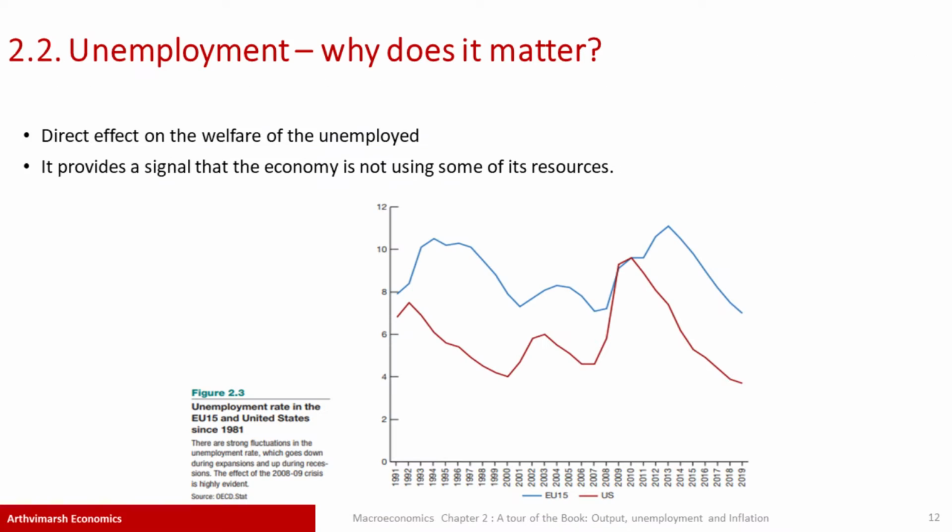The second key macroeconomic variable which we had talked about was the unemployment rate. Now let us see what it means and why unemployment numbers matter for economists. The first reason is its direct effect on the welfare of the unemployed. Although unemployment benefits are more generous today than they were during the period of the Great Depression, unemployment is still associated with financial and psychological suffering.